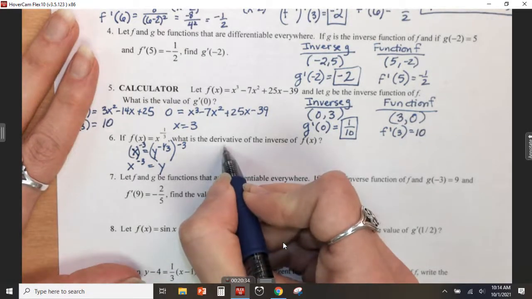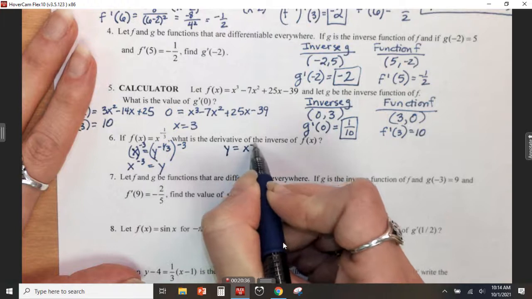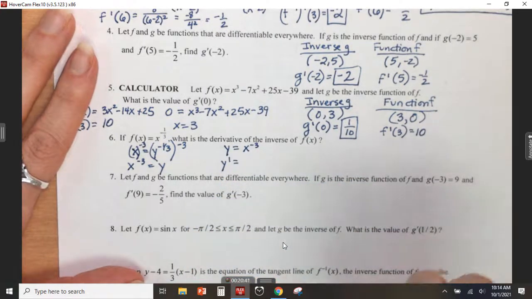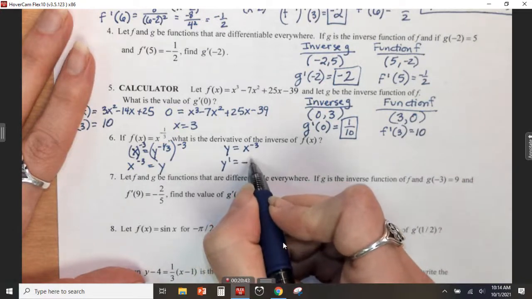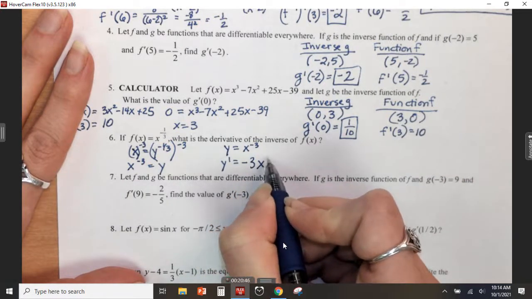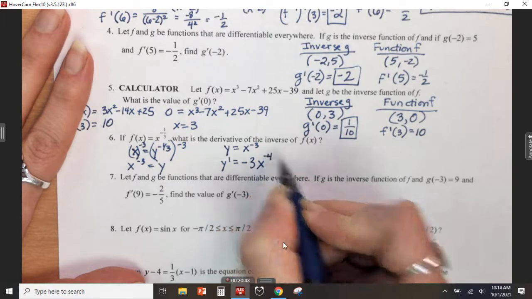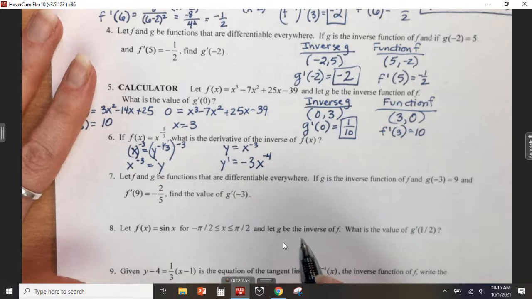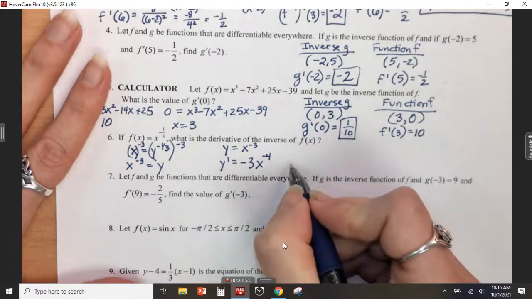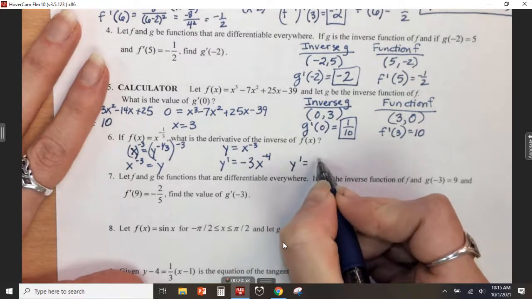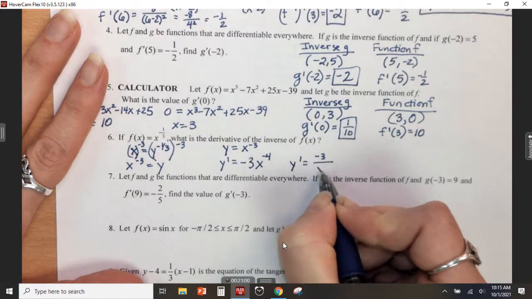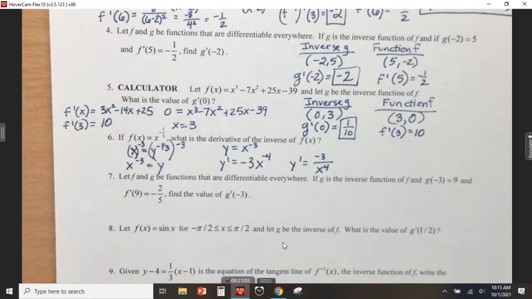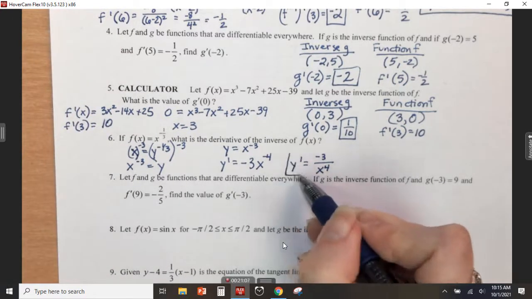Now I need to find the derivative of the inverse function. So if y is equal to x to the negative 3, y prime would be, we'd use the power rule to take the negative 3x to the negative 4th power. That's right. And that's probably not the way the answer would look on a multiple choice question because of the negative exponent. So you might have to change it to y equals negative 3 over x to the positive 4th power. But that's the answer on this one. Do y'all have any questions?